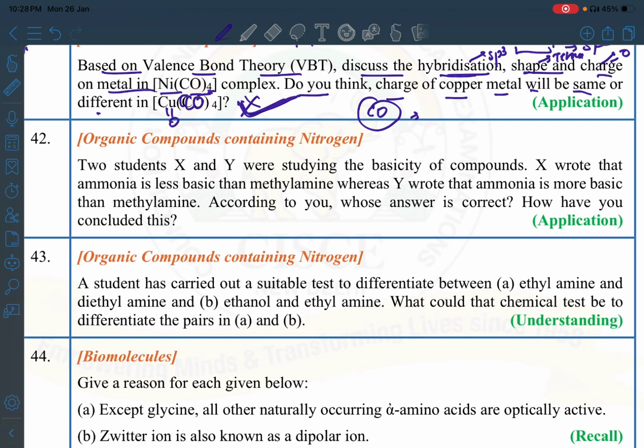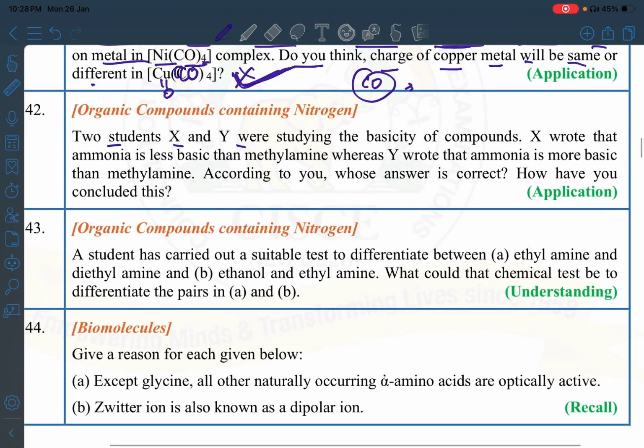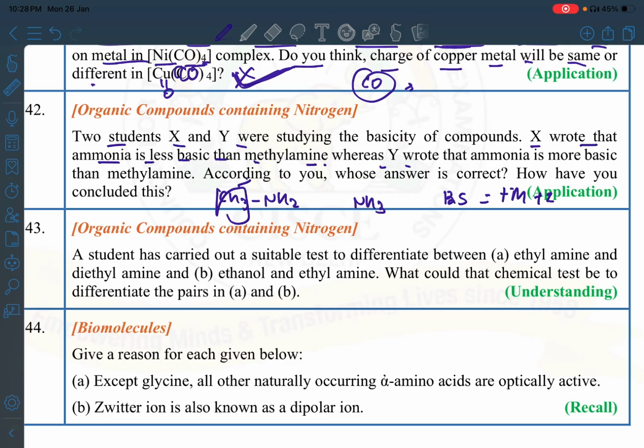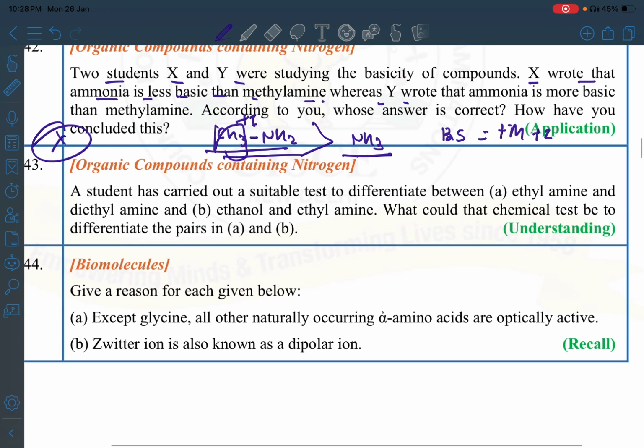Then the next question: two students X and Y were studying the basicity of compounds. X wrote that ammonia is less basic than methylamine, whereas Y wrote that ammonia is more basic than methylamine. This is methylamine and this is ammonia. Basic strength is directly proportional to the +M and +I effect, and here we have a +I group, so methylamine is more basic than ammonia. So X is right. X is correct.